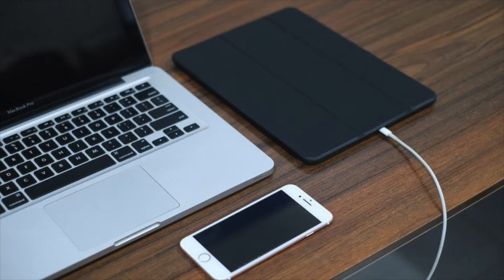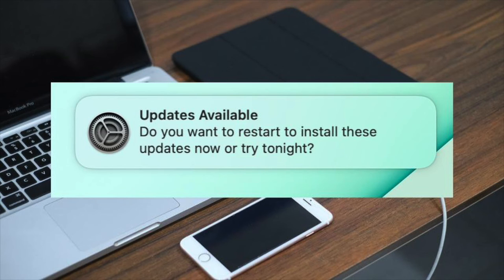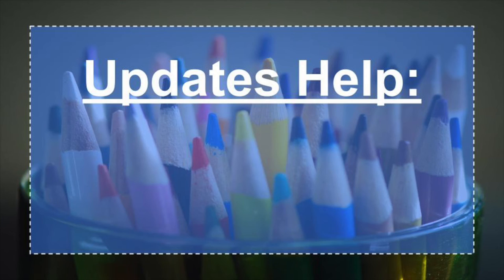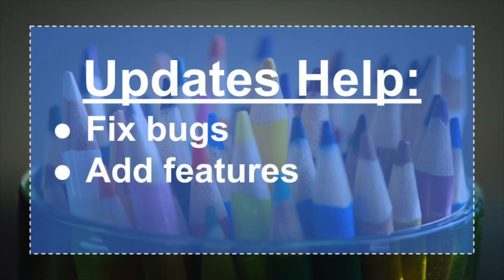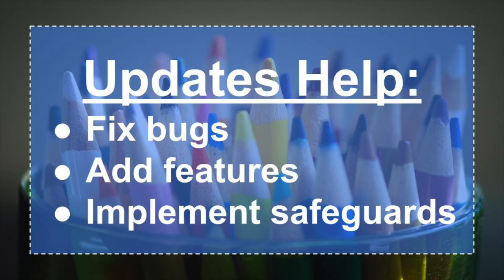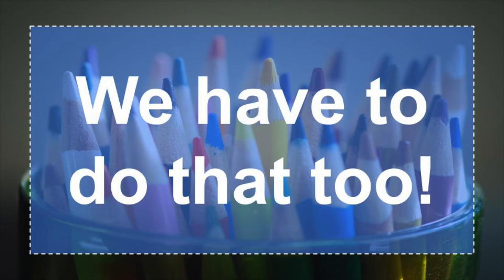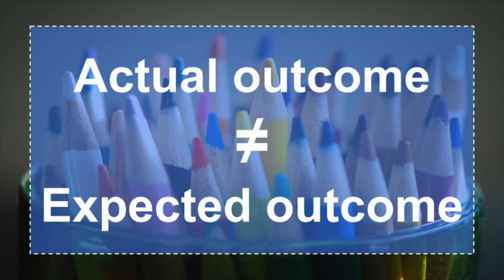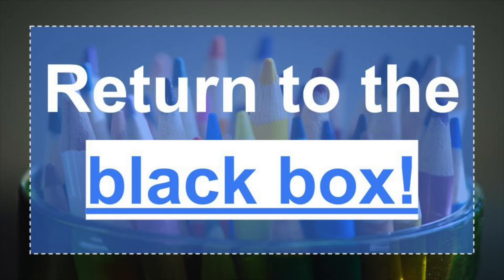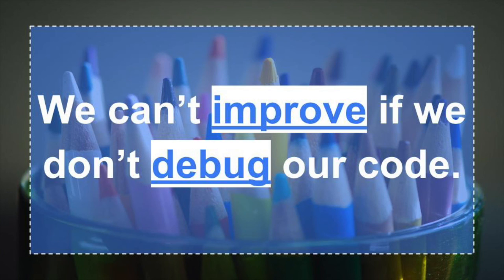Have you noticed that in most of our digital devices, we have to keep updating the software as new versions are released? This is largely because over time, development teams fix bugs, add features, or implement safeguards that make our devices more secure. In the context of the work we're doing, we have to do that too. Anytime our expected outcomes don't align with the actual outcomes, use it as an opportunity to go inside the black box, debug your code, and run it again. We can't improve if we don't debug our code.